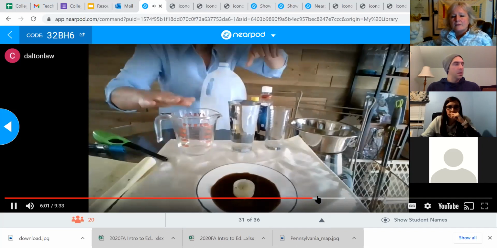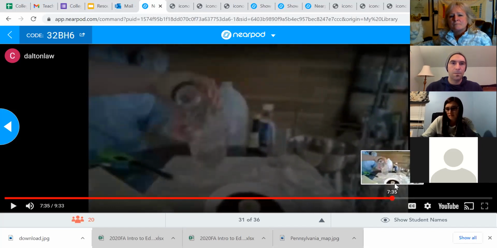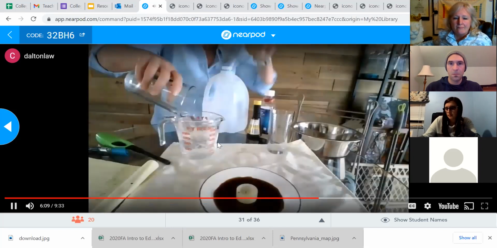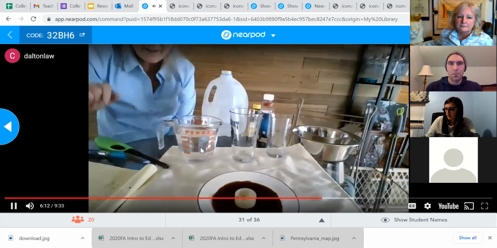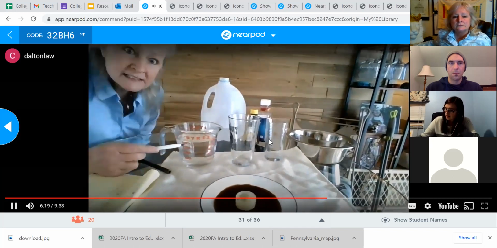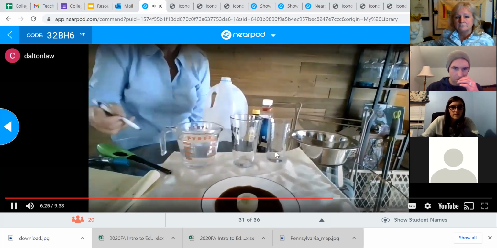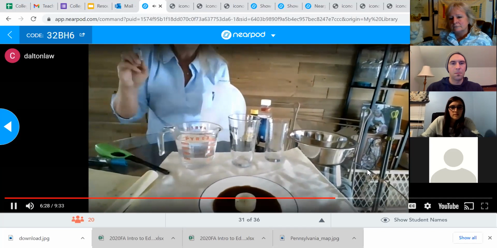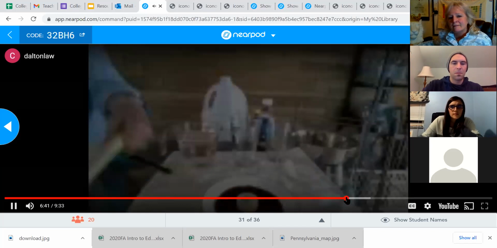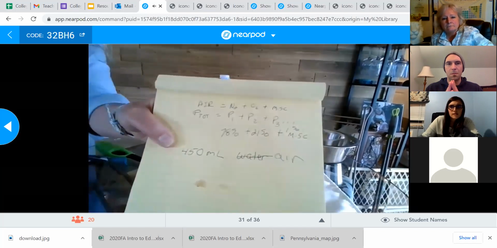Careful when I pour this in. I just lost a lot. Okay, you won't do that because you'll be more methodical than I am. And then I will take the measurement on the side here, and I notice that I have 450 milliliters. In any instrument, you can always read one beyond your least precise. Which really means I have 450 milliliters of air.